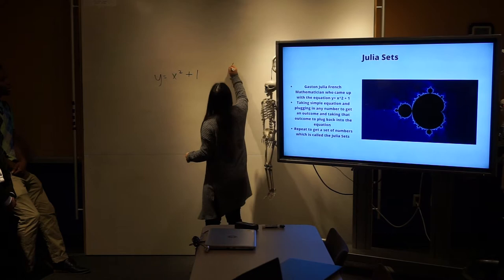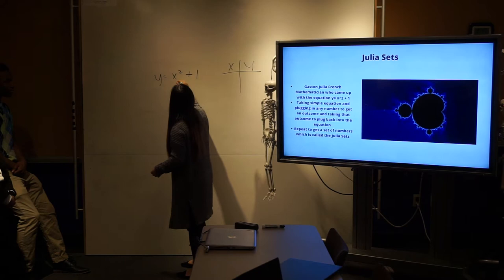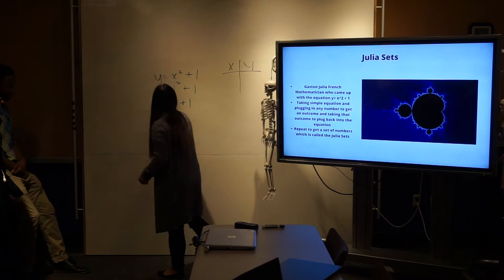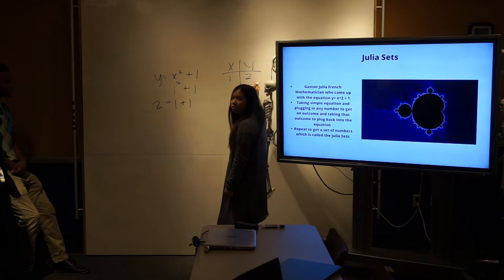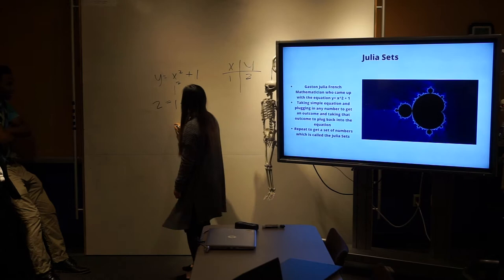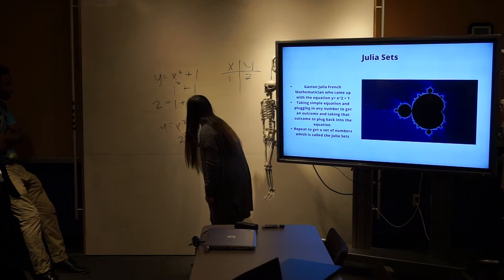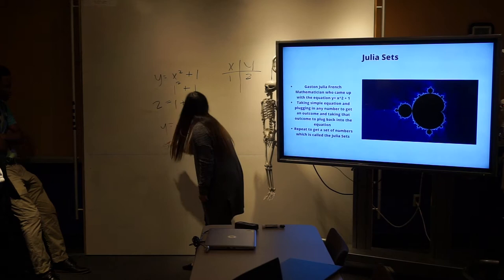So let's say we plug in 1 for x. 1 squared is 1, 1 plus 1 is 2. So our y is 2, from x equals 1. And whatever your outcome is, which is our y, 2, would be plugged in for x, so 2 squared plus 1. So your y is now 5, and this was 2.